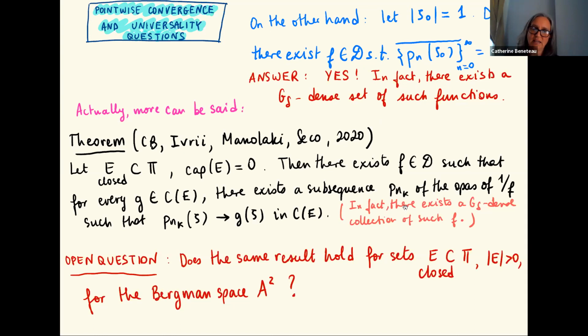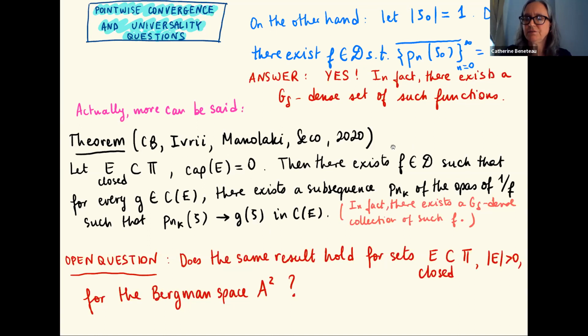In fact, in a paper with Oleg Ivrii, Myrto Manolaki, and Daniel Seco, a different paper in 2020, we proved a result for the Hardy space and the Dirichlet space. I'll state the result for the Dirichlet space. We proved that if you take a closed set on the circle of capacity 0, so this is kind of the gray zone, because boundary values exist quasi everywhere, so crazy stuff could happen on these small sets.